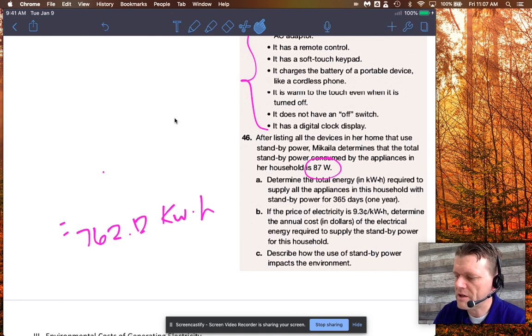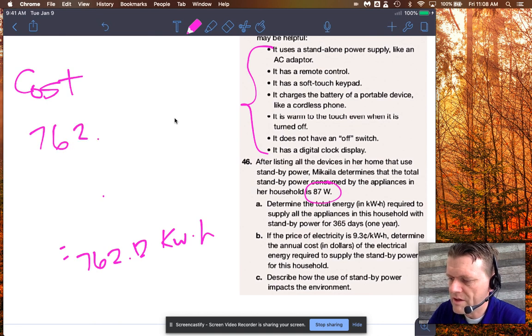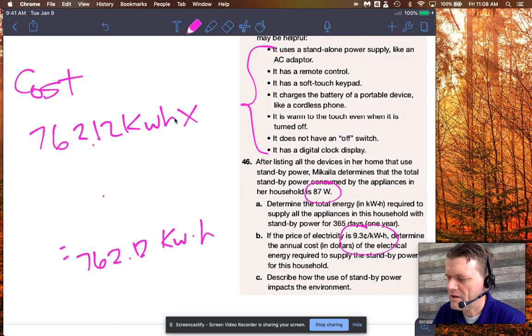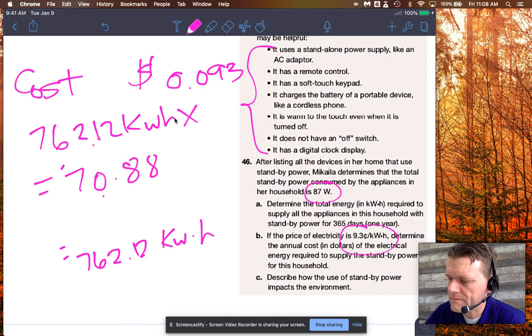So all it means is for cost, the electrical company is charging you 9.3 cents per kilowatt hour. So I think most of you can see this pretty quick. If we have this many kilowatt hours, we just times that by 9.3 cents per kilowatt hour. Now it says determine the annual cost in dollars. So I would just convert the 9.3 cents into dollars right away. So that would be $0.093. Okay, just divide it by 100. There's 100 cents in a dollar. And lo and behold, then this should come to $70.88.